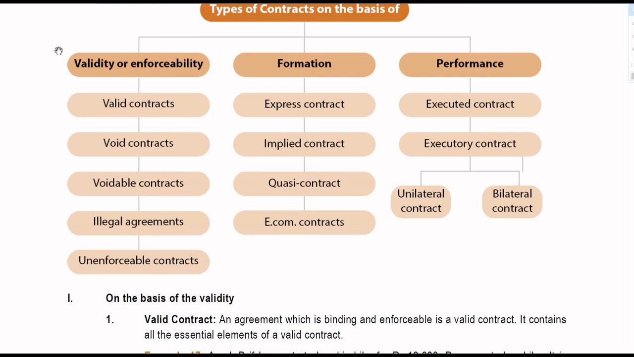Next, on the basis of formation: express contract means it is expressed by words or in writing. Implied contract is by doing the works. Quasi contract is by giving the service without telling anything. E-commerce contract means electronic commerce contract. And the third point is performance: on the basis of performance, executed contract, unilateral contract, bilateral contract. Okay, thank you.